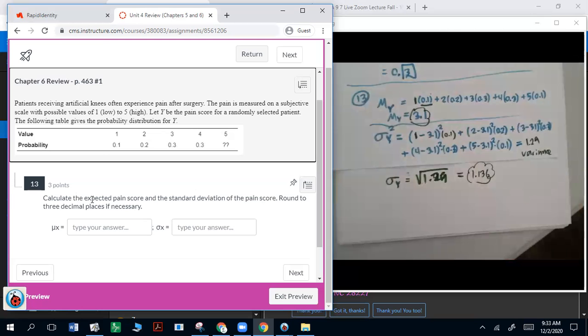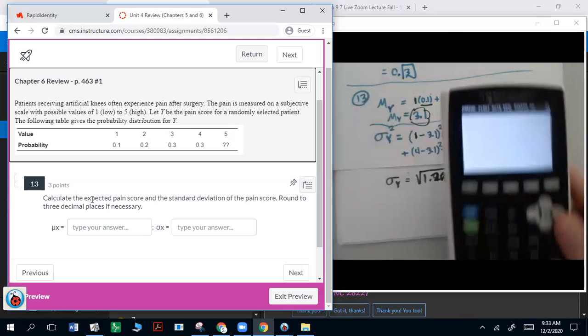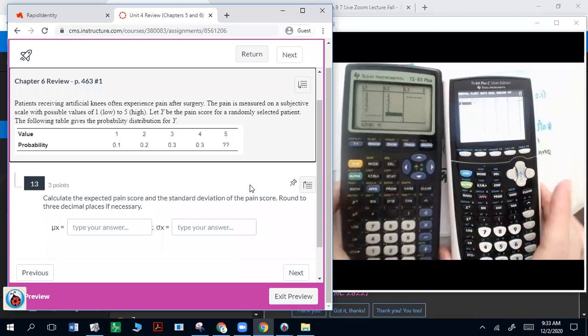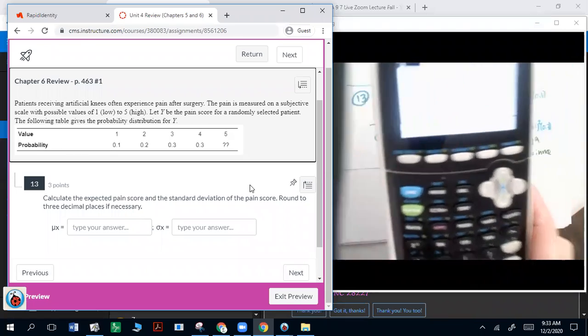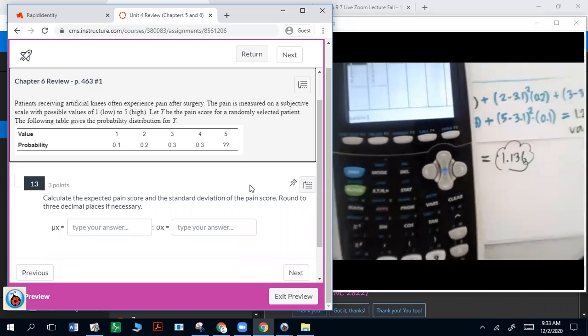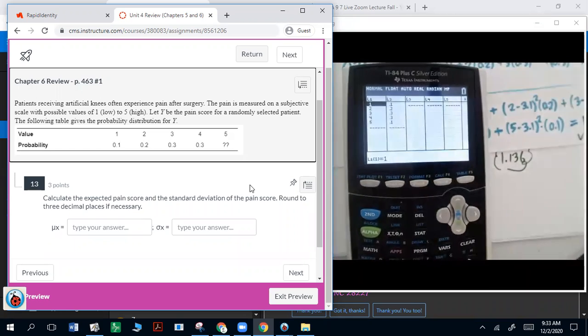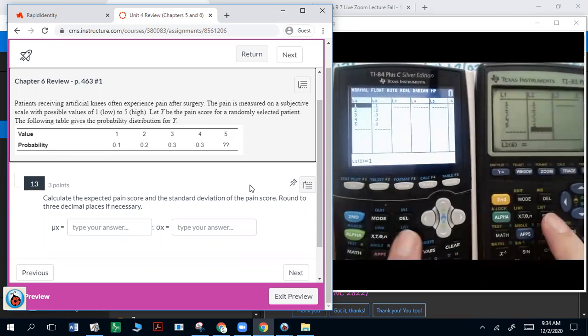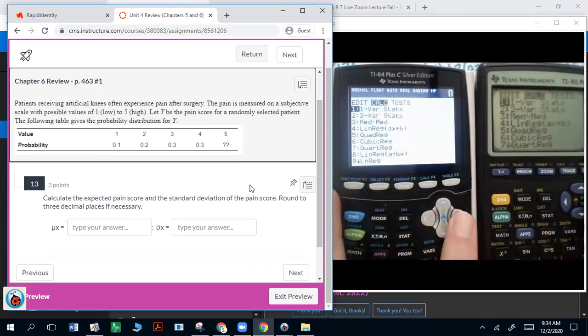You also need to know how to do this on the calculator. So on your TI 83 and 84, you're going to go to your stat menu and enter that data. And I'm going to pause it and get that. Okay, if you haven't gotten these entered in yet, go to your stat menu and under L1 and L2, you can see I got the values and the probability entered in for both of them. So now we're going to do stat, calc, one var stats.